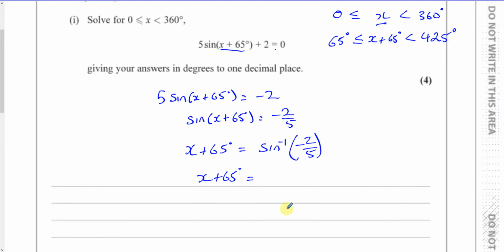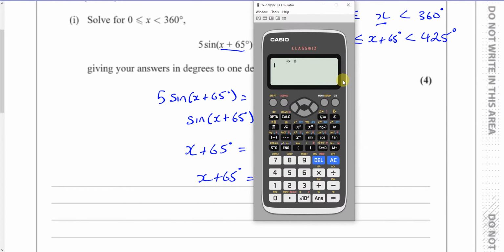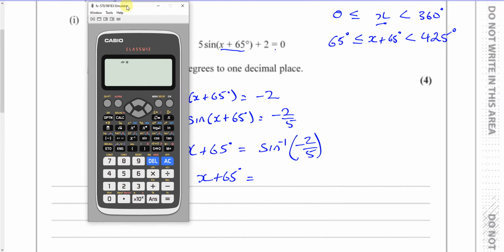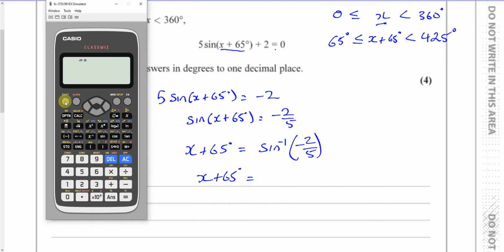So you go to your calculator and you make sure that it's in degree mode. It looks like it's in radian mode, so in this calculator, this is how you do it. You press the shift button and this menu button, and you go to angle input and you change it to degrees. We need it in degrees. Okay, and then you put inverse sine of minus 2/5, close the bracket, and that gives you what's called the principal solution, minus 23.578.